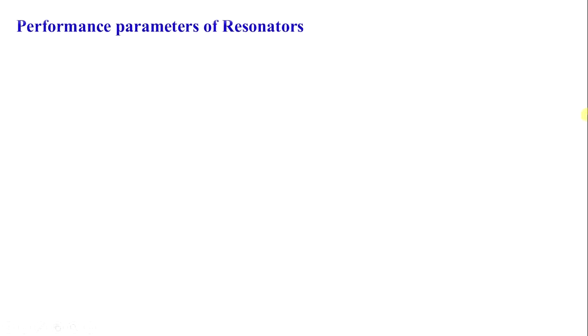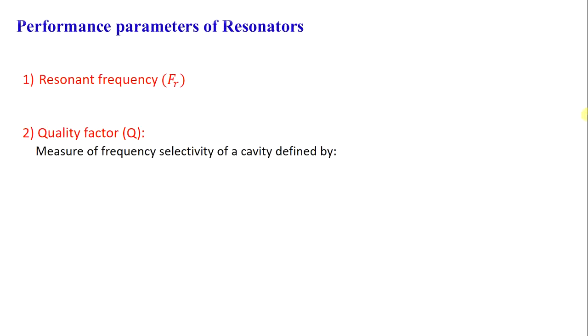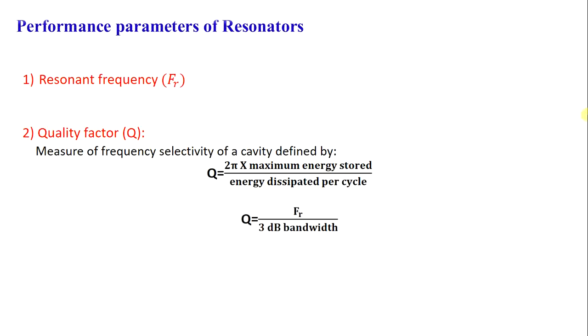Going to the performance parameters of resonator, the first parameter is the resonant frequency, the frequency at which the resonance occurs, while the second is the quality factor. It is a measure of frequency selectivity of a cavity, defined by Q equal to 2 pi into maximum energy stored per the energy dissipated per cycle. It is also given as Q equal to Fr upon 3 dB bandwidth.